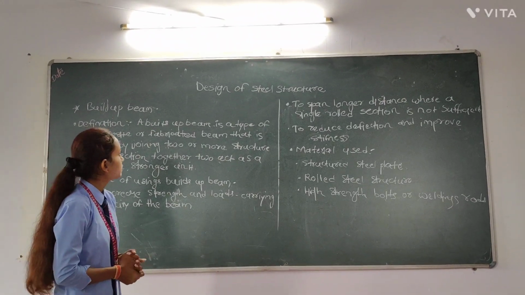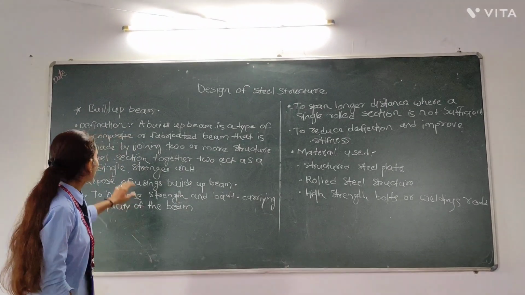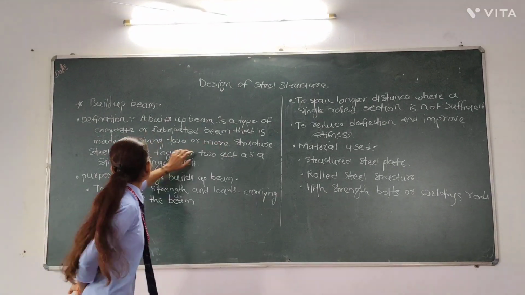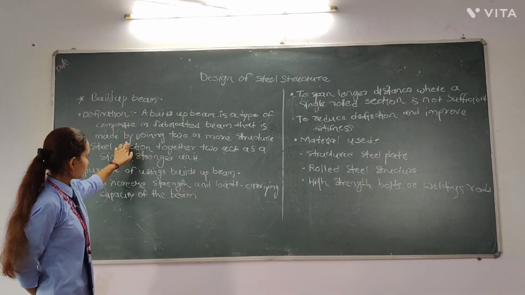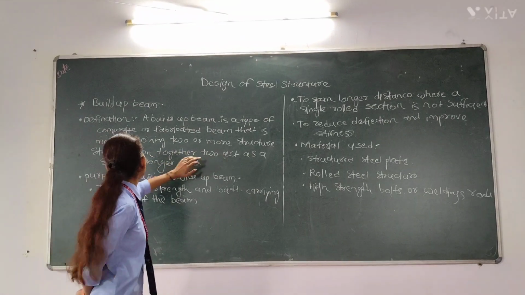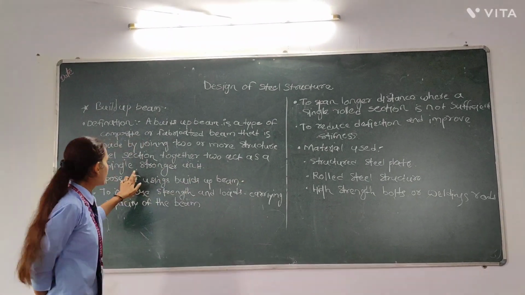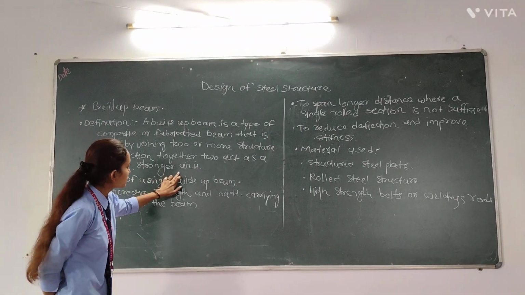Now, about the built-up beam. Definition: a built-up beam is a type of composite or fabricated beam that is made by joining two or more structural steel sections together to act as a single, stronger unit.